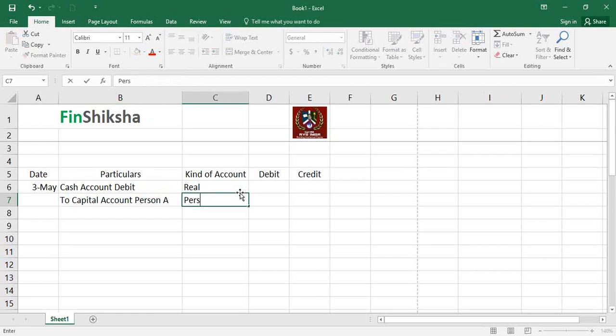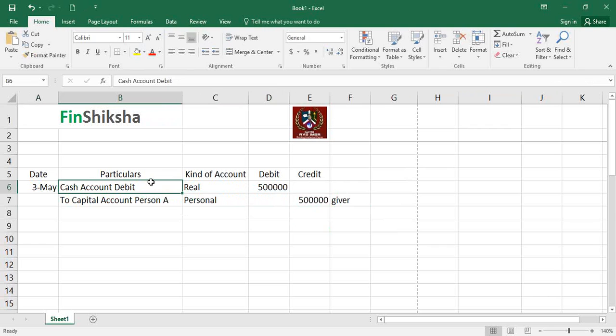And remember, this is a personal account. In a personal account, you have to credit the giver and debit what comes in. Basically, an asset comes in here. So we have to debit 5 lakh rupees here, and we have to credit 5 lakh rupees here. Get the point? Cash account is an asset. Asset going up is debit. Asset is also a real account, so what comes in has to be debited. Capital account is a personal account. In a personal account, the giver gets credited, right?